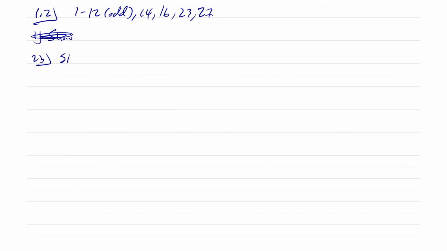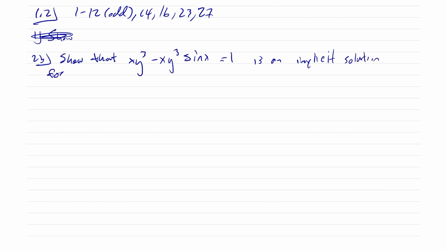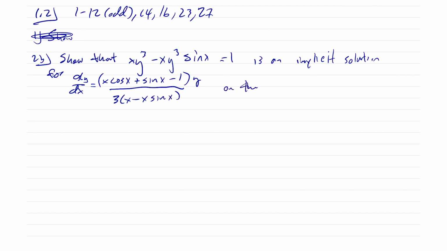So it wants to show that x y cubed minus x y cubed sine of x is equal to 1 is an implicit solution for dy dx is equal to x cosine of x plus sine of x minus 1, all of this times y, divided by 3x minus x sine of x, on the interval 0 to pi over 2.